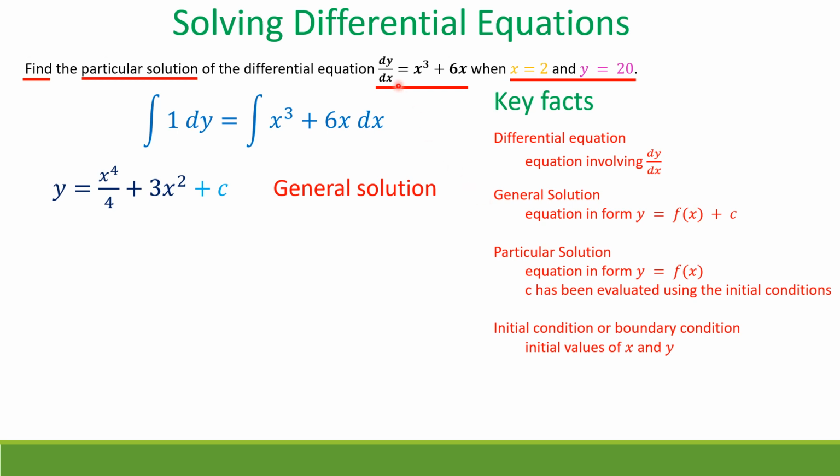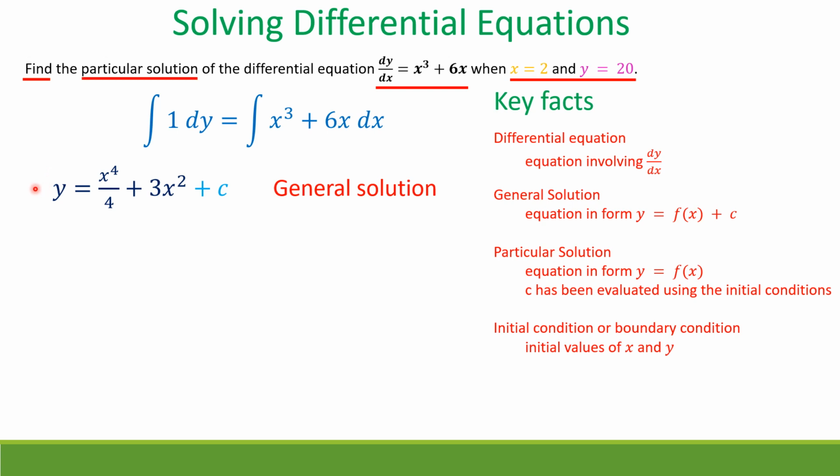Now you could have gone straight from dy by dx into y equals x to the 4 over 4 plus 3x squared plus c. But by writing it in this stage here, we've done something called separating the variables, which is a really useful skill to be able to integrate later on. And this is what we're looking at here, introducing the concept of separating the variables.